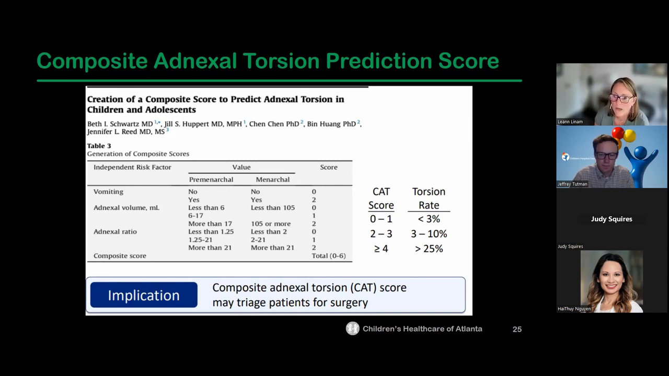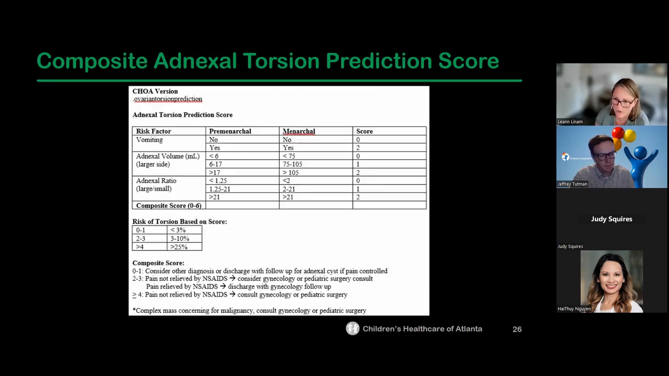And so they said that this score can triage patients for surgery. We have actually modified the score and looked at it at our institution. Our modification is we added an intermediate volume, giving a score of 1 for menarchal patients. So you can see that the volumes that we're using are really high.